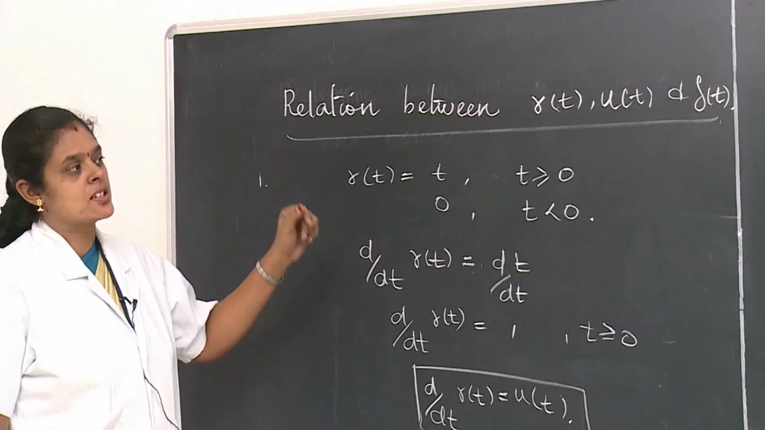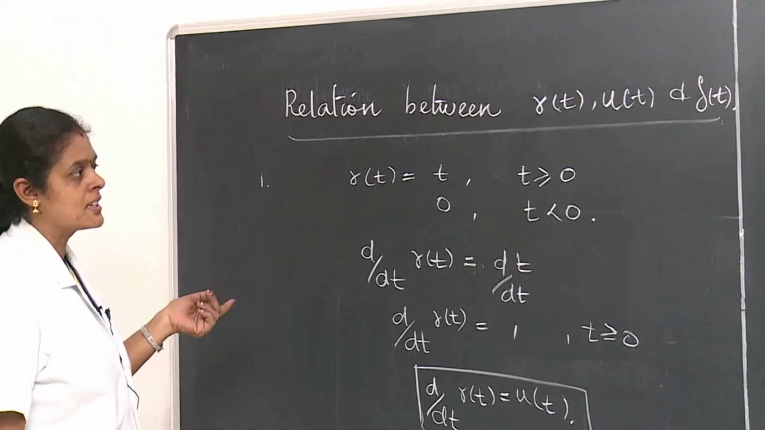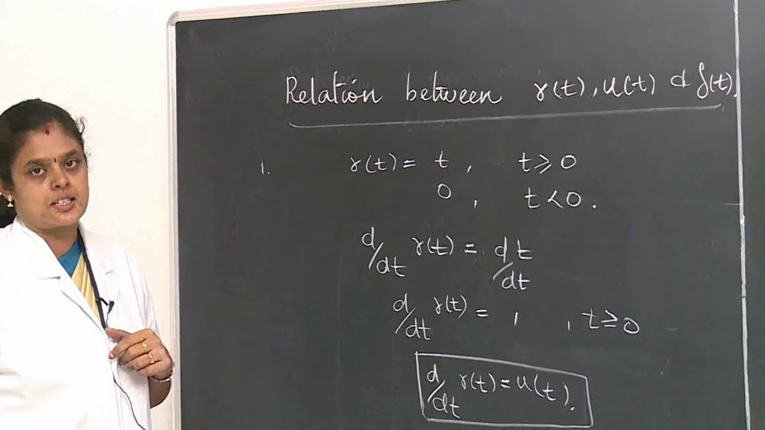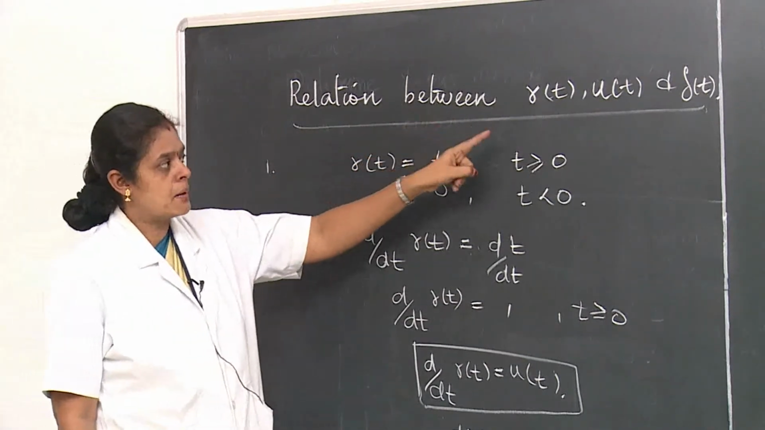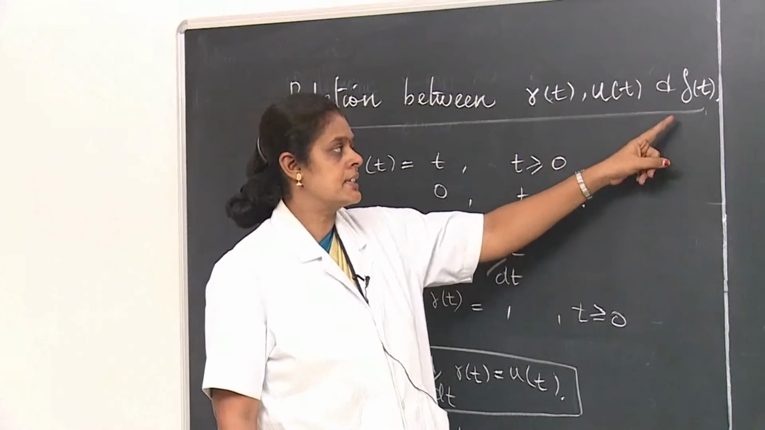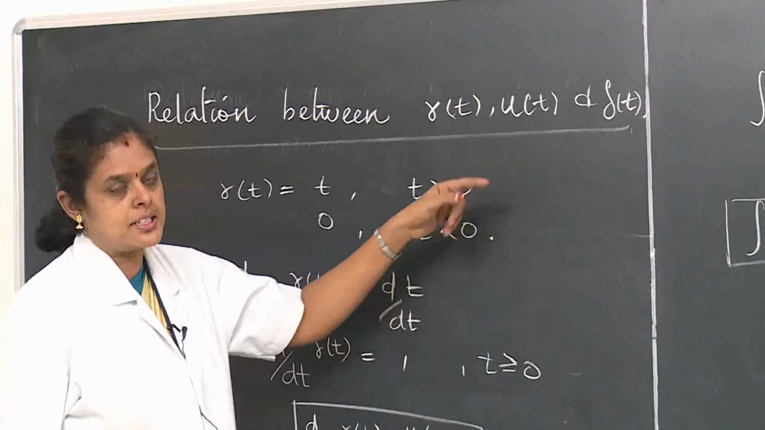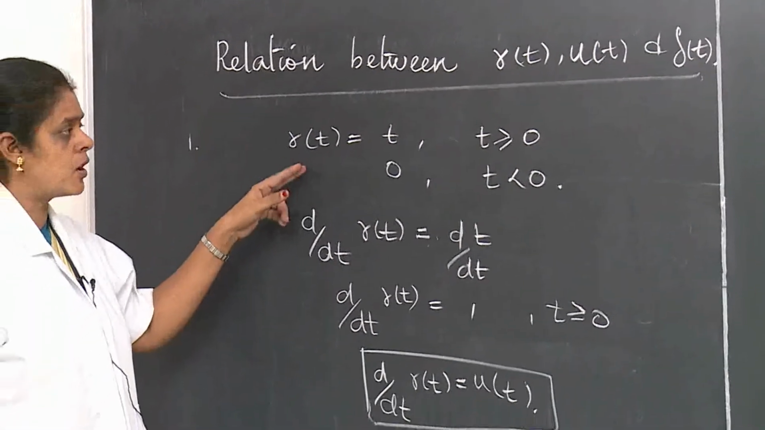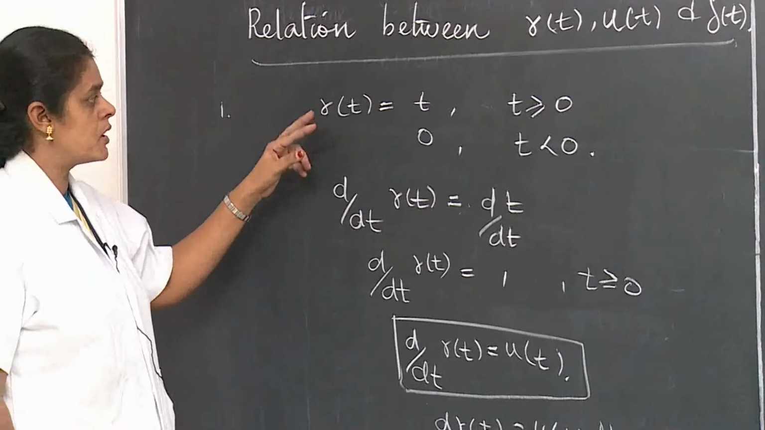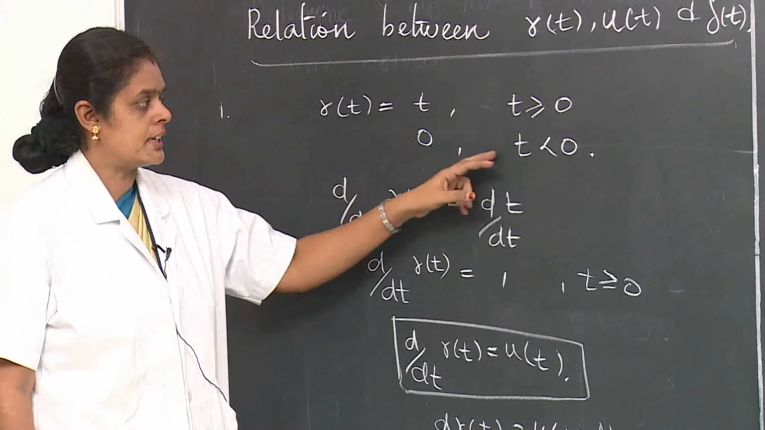Let's start. Today we are going to discuss signals and systems. In the last class we discussed operations of signals. This class we discuss the relation between the ramp signal, unit step signal and delta signal. What is the difference between these 3 things? Let's discuss. First you take the ramp signal. You already know the ramp signal notation: R of t equal to t for t greater than or equal to 0, and 0 for t less than 0.